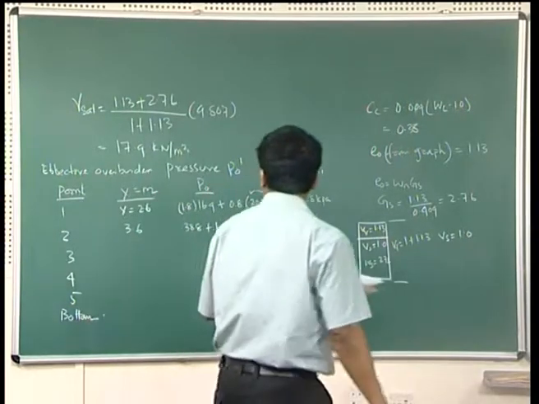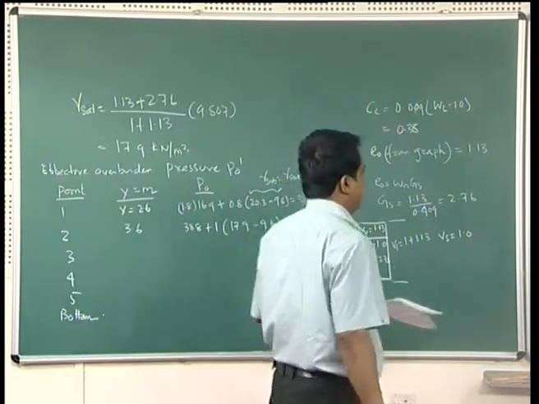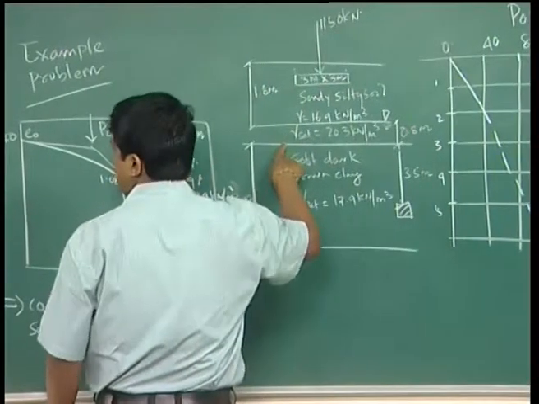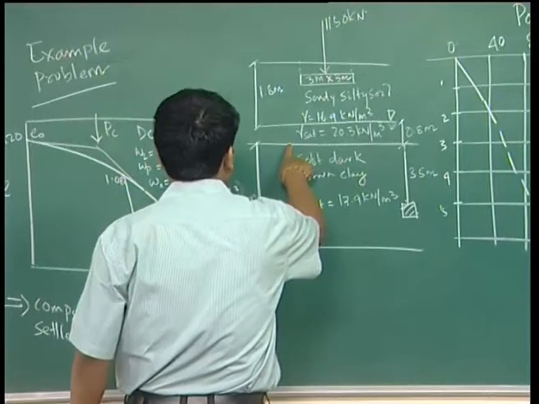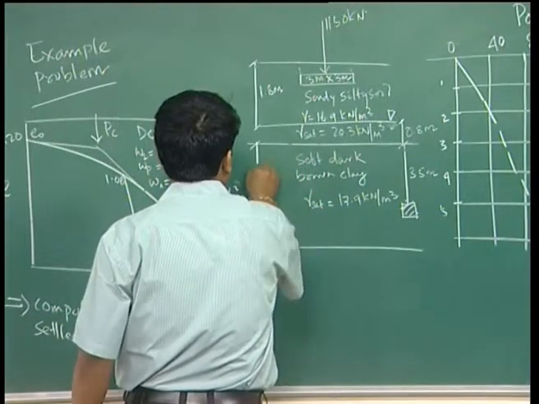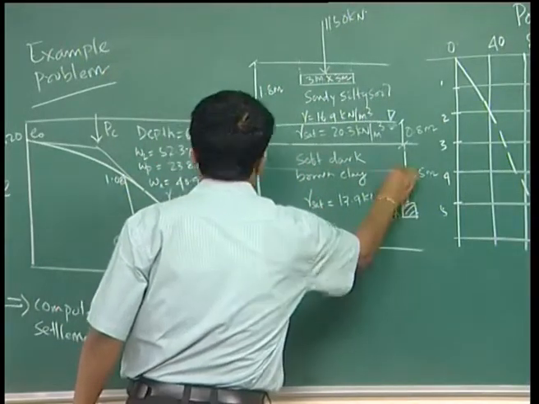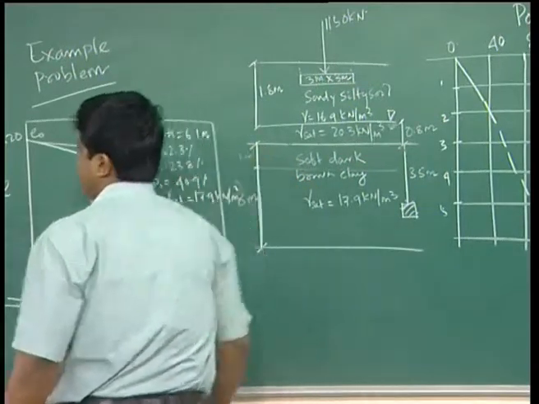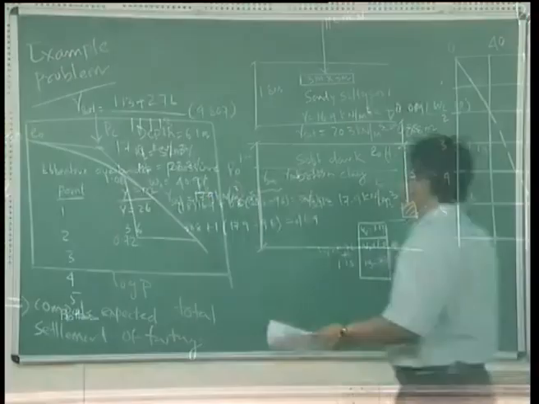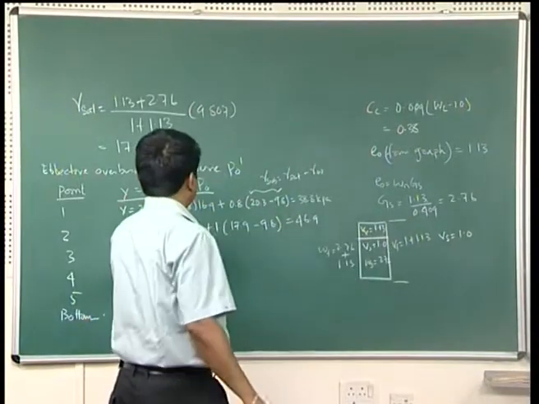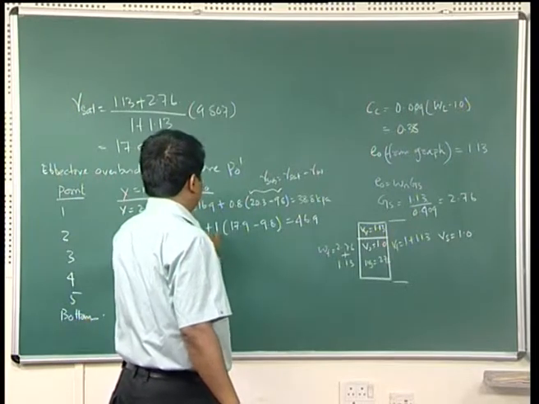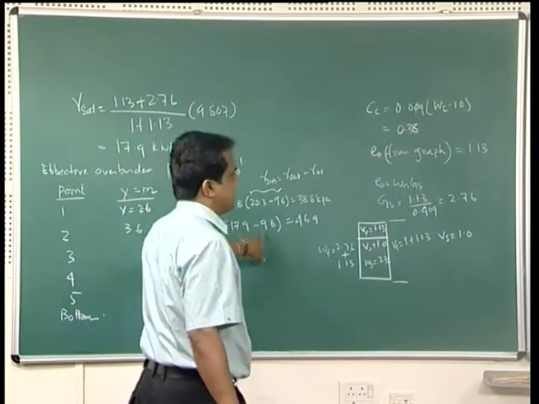Now, every 1 meter interval we are finding. From ground surface to here is 2.6 meter, then you go up to 1 meter. So, here it will be 3.6, this is your 1 meter. With this 3.6 we got 38.8, plus 1 meter into 17.9 minus 9.8.